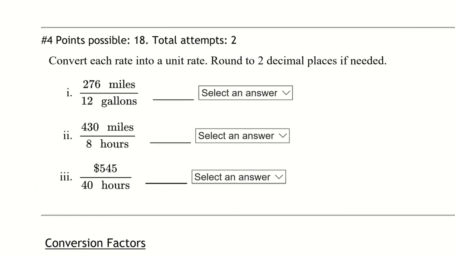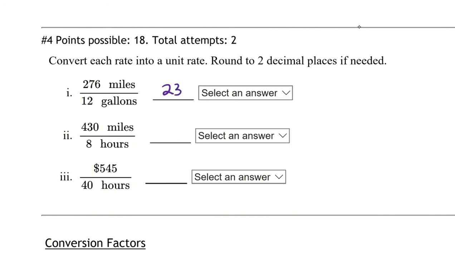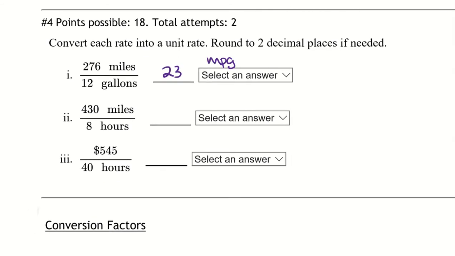And then for converting, if we're given 276 miles and it takes 12 gallons to do that, I'm going to divide the top by the bottom, numerator by denominator. So 276 divided by 12 gives me 23. So I say 23 miles per gallon, or mpg.